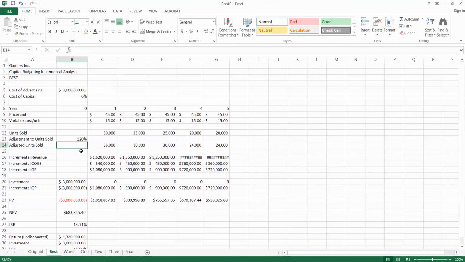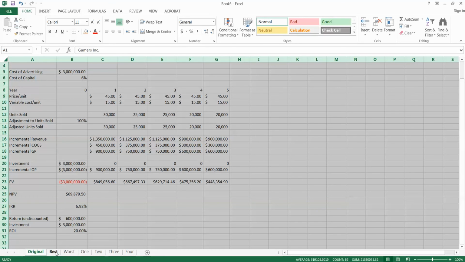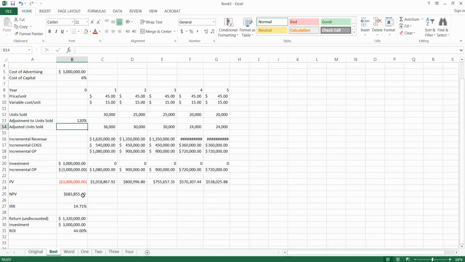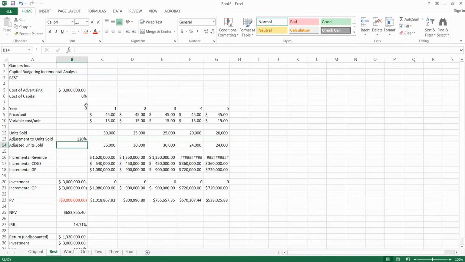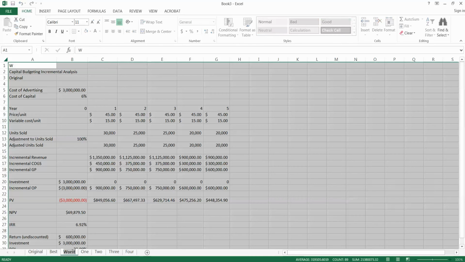And obviously if sales get better, our net present value, which was $69,000, and our IRR, which was 6.92, and our return on investment, which was 20, now moves to 683, 14.71, and 44. All good numbers. So the upside looks good for us. I'm going to highlight very briefly in orange what I've changed here so that it's very easy to see when I come back to the sheet.